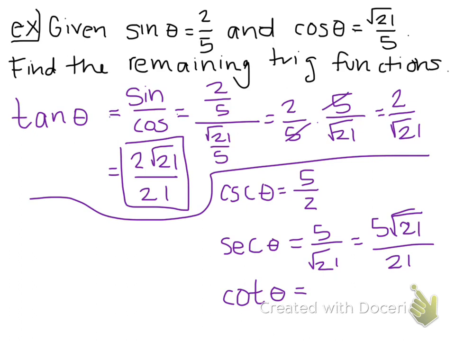Now, as far as strategy goes, if I take the reciprocal of my final answer, I'm going to have a square root in the denominator. I'm going to have to rationalize again. So if I go back a step to this answer prior to me rationalizing, that's the one that I want to flip, and then that way I won't have to rationalize again. So pretty easy. You just use the identities to figure out the remaining functions.